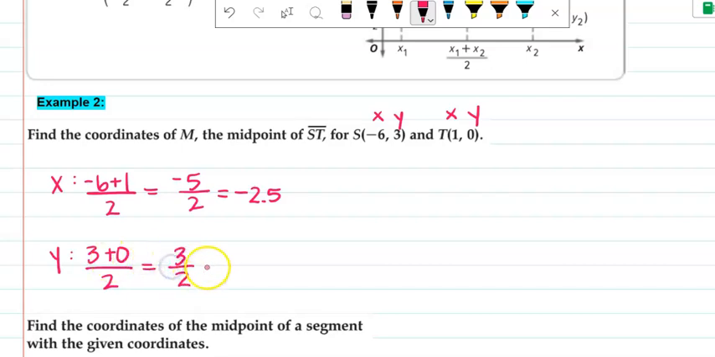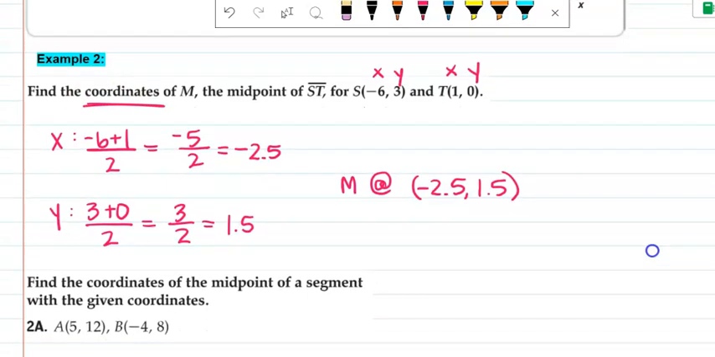3.0 is 3. 3 divided by 2. Again, can't be simplified. So if you want to, I guess you could put it as a mixed number if you want, or you could put it as just a positive 1.5. So midpoint is just describing a location. So it's okay that the 2.5 is a negative value. It's only distance that cannot be negative. So m is at, remember x's always come first. And there's our coordinates, right? We got to put it back together and give the actual coordinates of m. Okay?